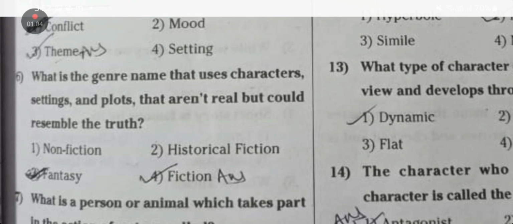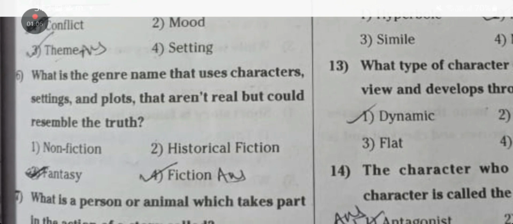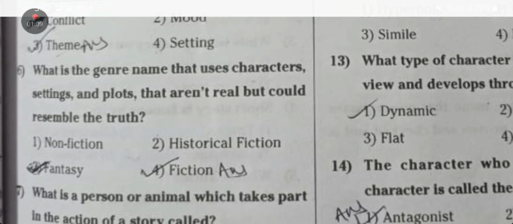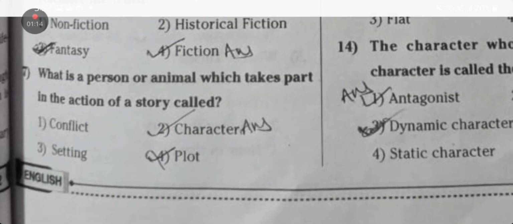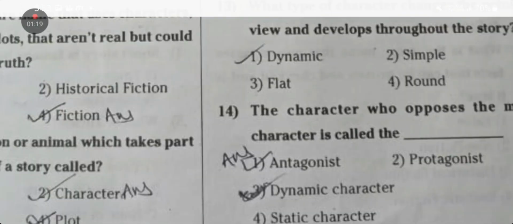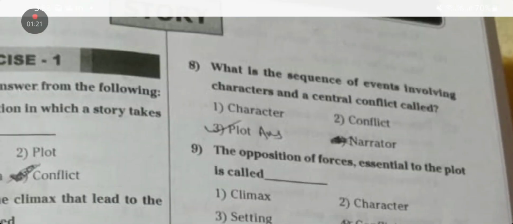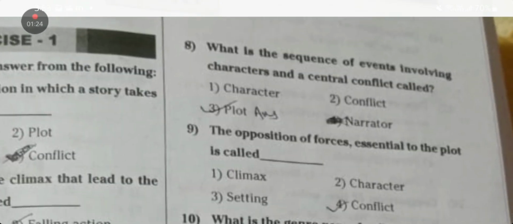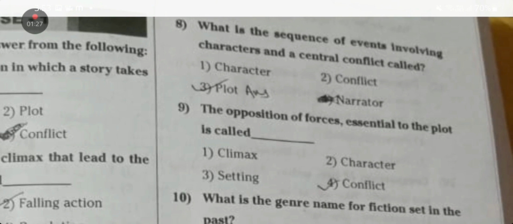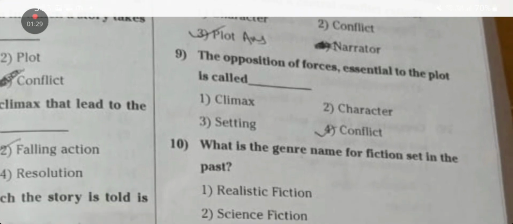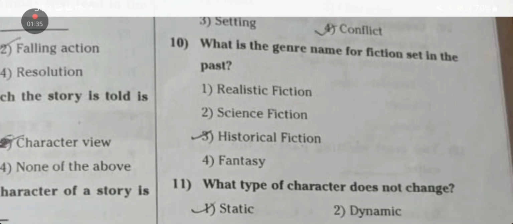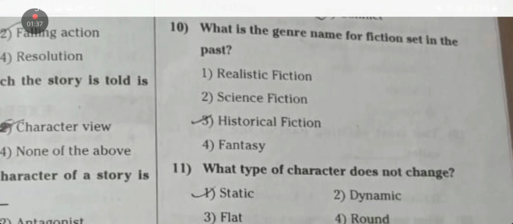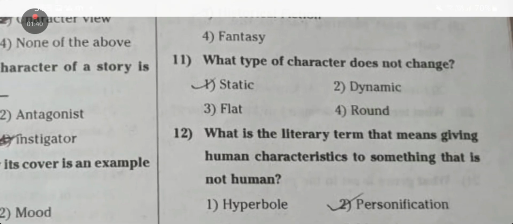What is the genre name that uses characters, settings and plot that are not real but could resemble the truth? Fiction. What is the person or animal which takes part in the action of a story called? Character. What is a sequence of events involving characters and a central conflict called? Plot. The opposition of forces essential to the plot is called conflict. What is the genre name for fiction set in the past? Historical fiction.